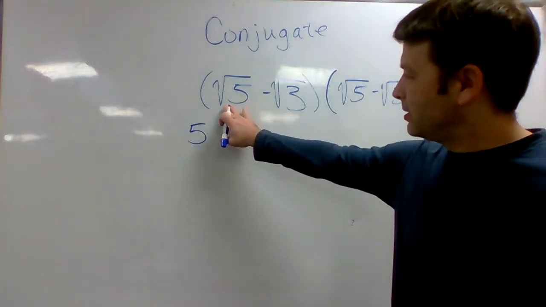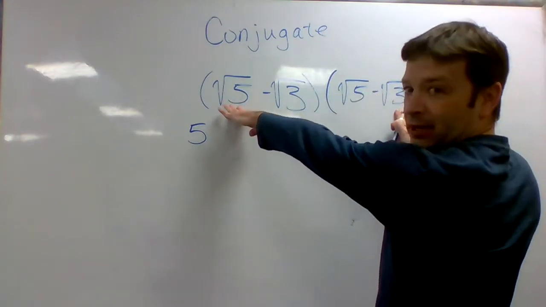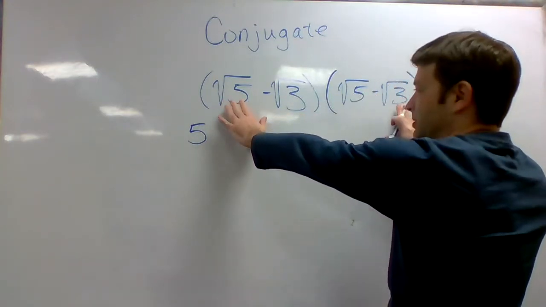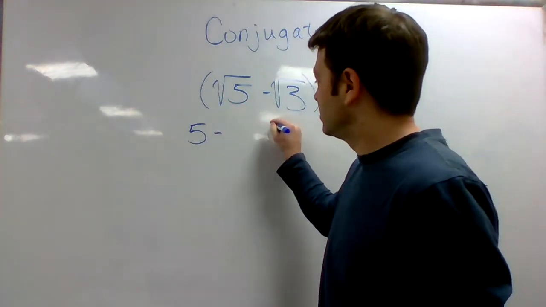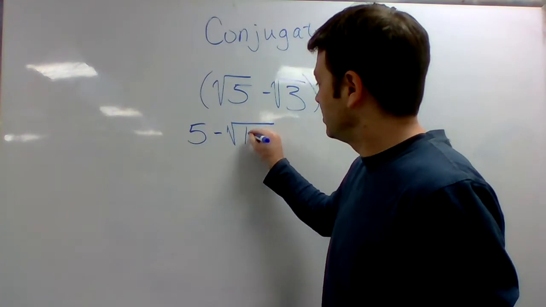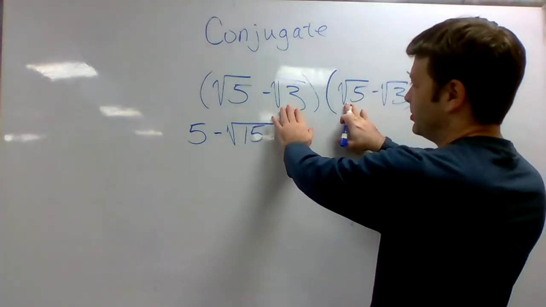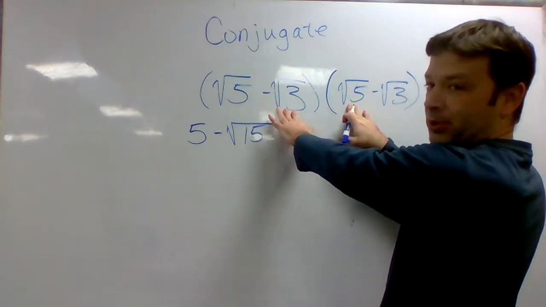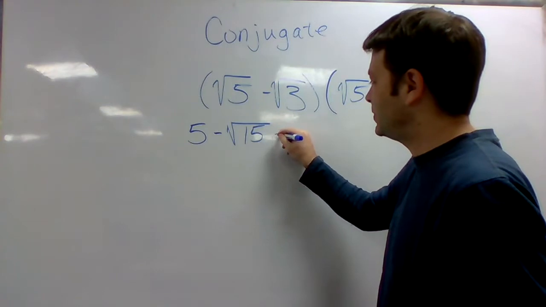Okay, outside, going out, square root of 5 times negative square root of 3. Negative square root of 15. Okay. Square root times square root, still square root. Inside looks almost the same. Negative square root of 3 times square root of 5. 3 times 5, 15. So it's negative square root of 15.